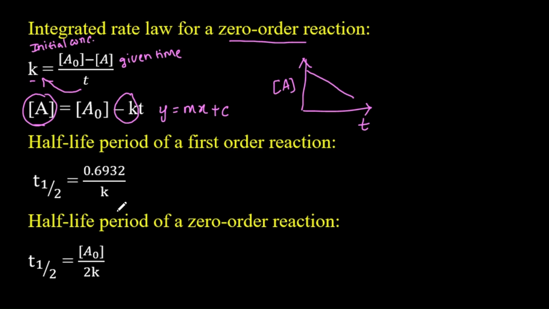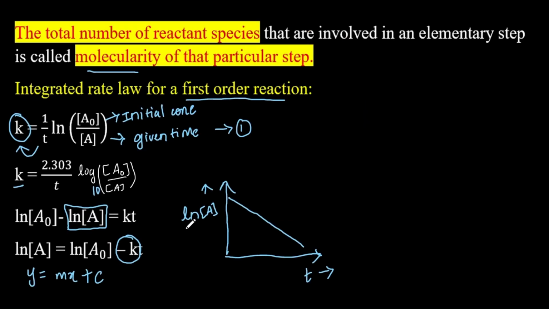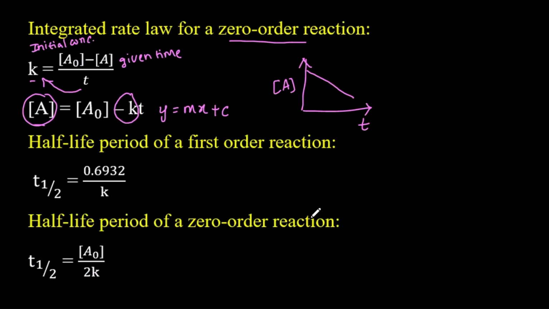So what is the difference between the graph of a first order reaction and the zero order reaction? In a first order reaction, the graph is plotted between ln A and the time. In a zero order reaction, the graph is plotted between the concentration of A directly and the time. So this is the difference in the graphs.